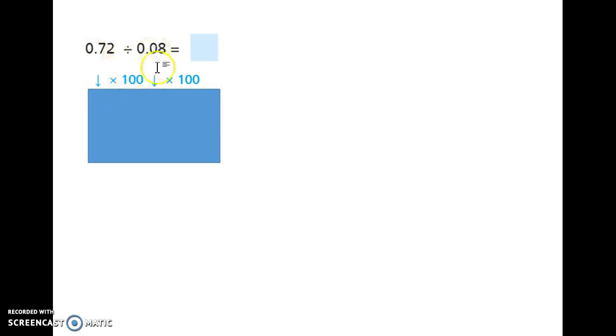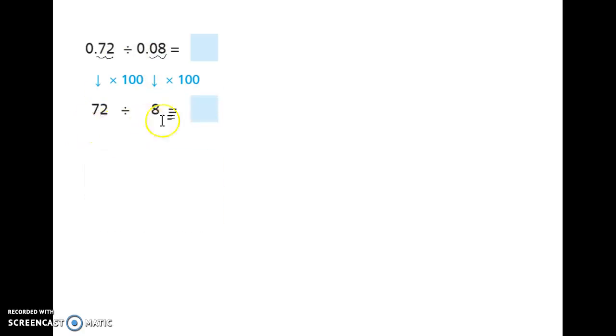72 hundredths times 100 and 8 hundredths times 100. You might remember that all you have to do when you're multiplying by a multiple of 10 is move the decimal over a couple places. And sure enough, this leaves us with the problem 72 divided by 8, which is a math fact you learned when you were in 3rd grade.